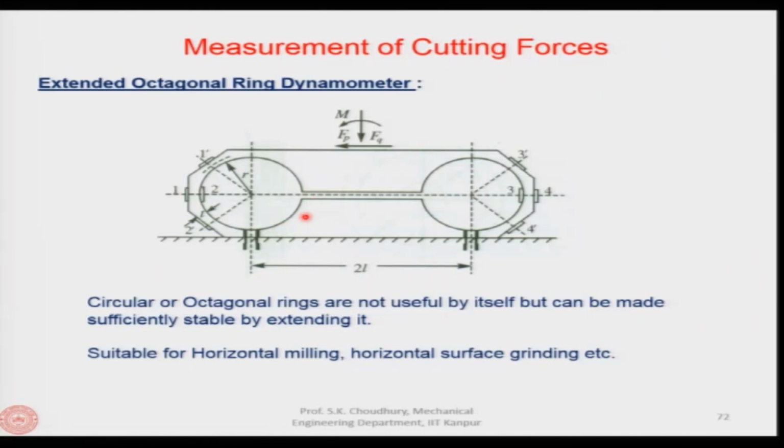have shown as an improvement of the ring type structure is still not enough to withstand the rigidity that is required for milling or grinding, for example. So, these are the dynamometers which are used for grinding or milling.